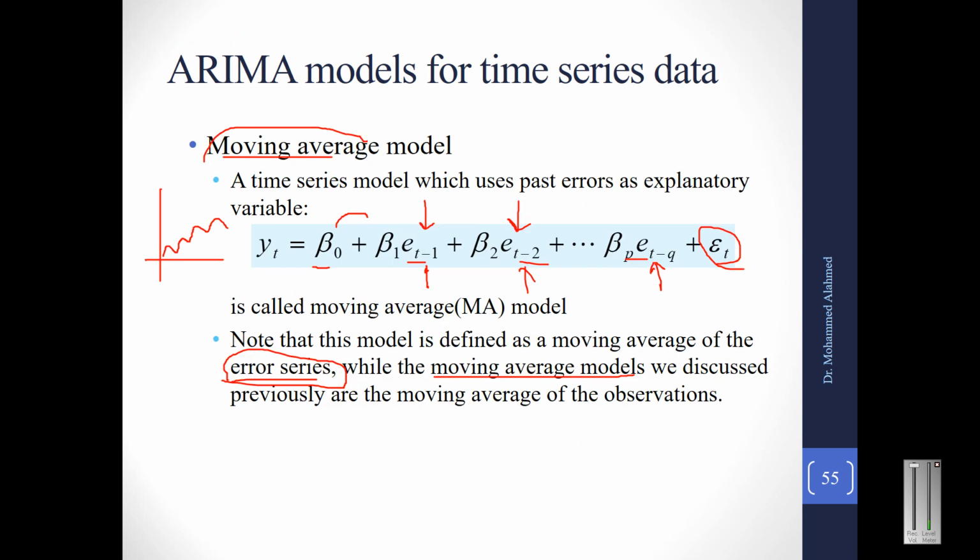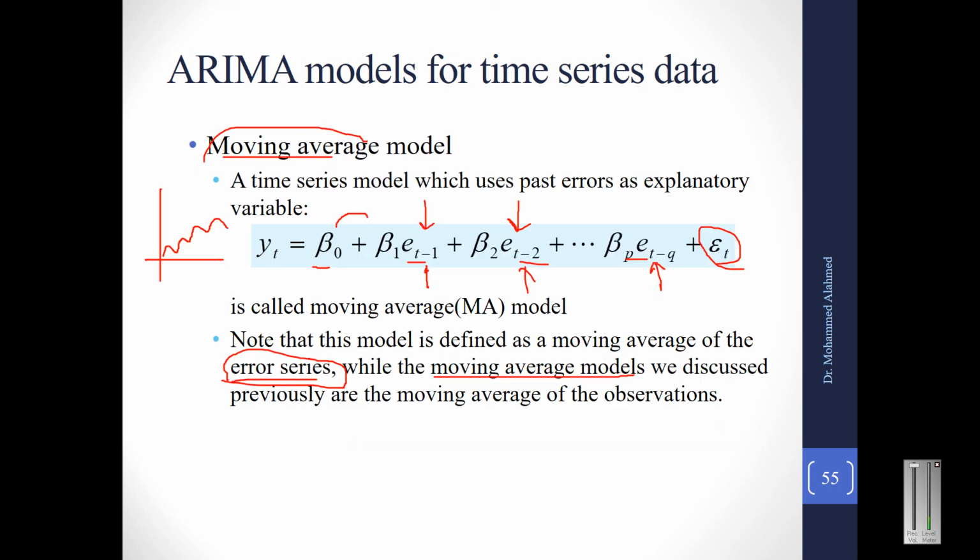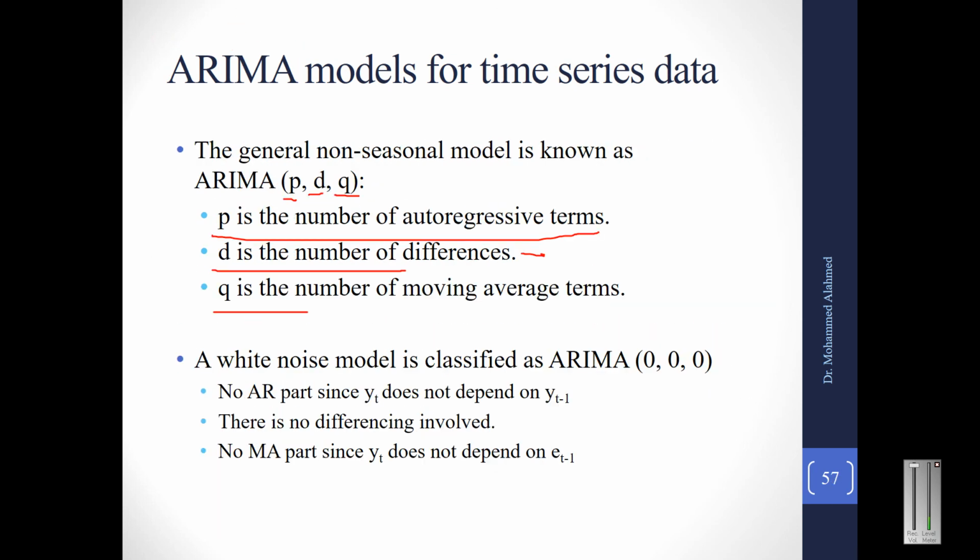If you see the previous formula, we have the MA terms, 1, 2, up to Q terms for MA, right? And again for autoregressive, we had beta 1, beta 2 up to beta P, so again we had P terms here. So just to differentiate, we define the ARIMA model with three parameters, P, D, and Q, right?